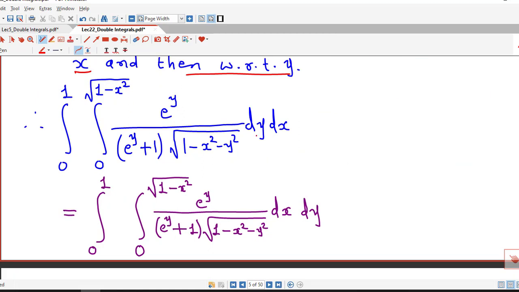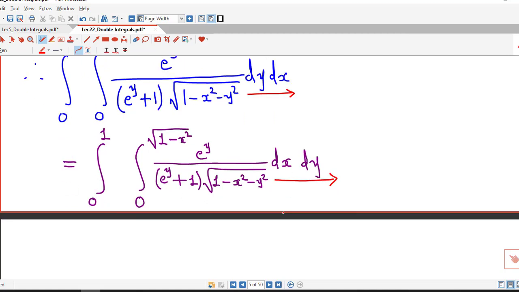Therefore, the given double integral in which the order of integration was dy dx is equivalent to this double integral in which the order of integration is first with respect to x and then with respect to y. So after changing the order of integration, we obtain this double integral which is equivalent to the given double integral. Now here integration is first with respect to x. So first we find the value of this inner integral. So we integrate with respect to x, and we will consider y as constant.